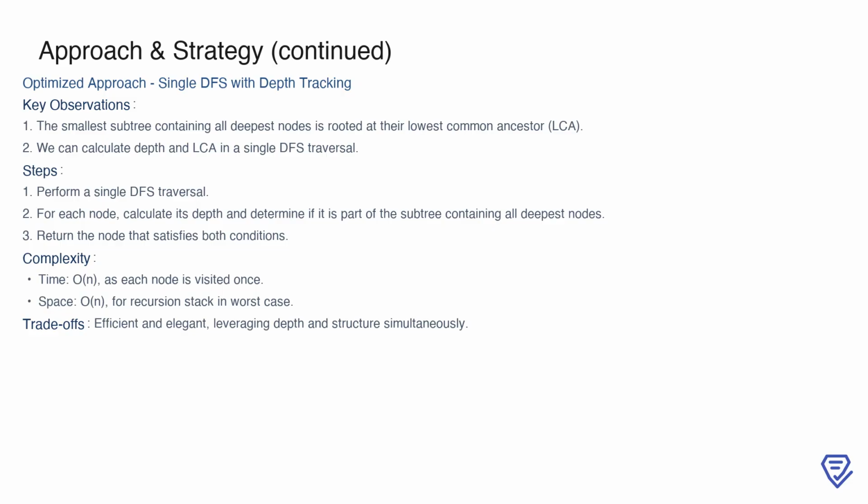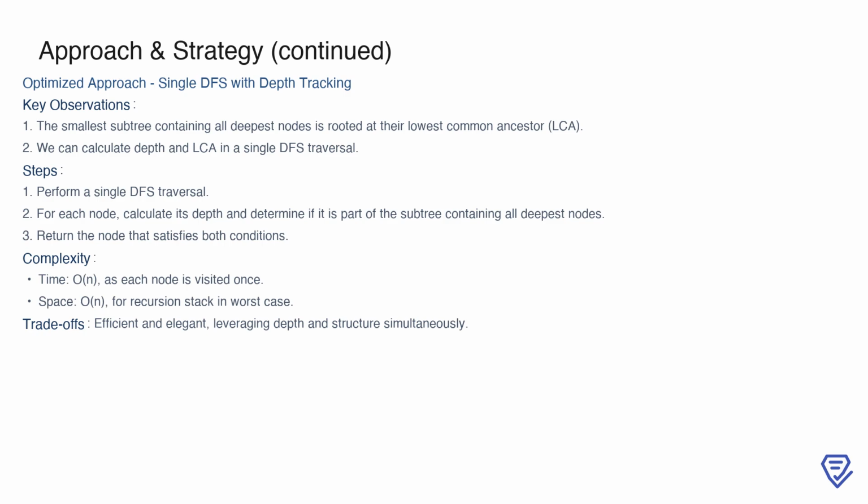To implement this, we traverse the tree recursively, and for each node, we calculate its depth while simultaneously determining if it is part of the subtree containing all the deepest nodes. By the end of the traversal, we return the node that satisfies both conditions. This method is highly efficient, with a time complexity of O(n), since each node is visited exactly once, and a space complexity of O(n), due to the recursion stack.